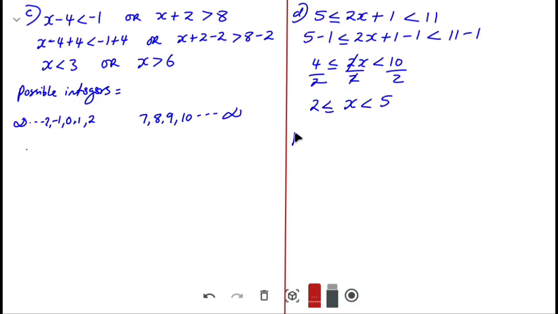So the possible integers of this solution include, since x is greater than or equals to 2, we're going to start our number from 2, and x is less than 5. So we have 2, 3, 4. So this will be the possible integers of this solution up here for the fourth question. So let's move to the next question.